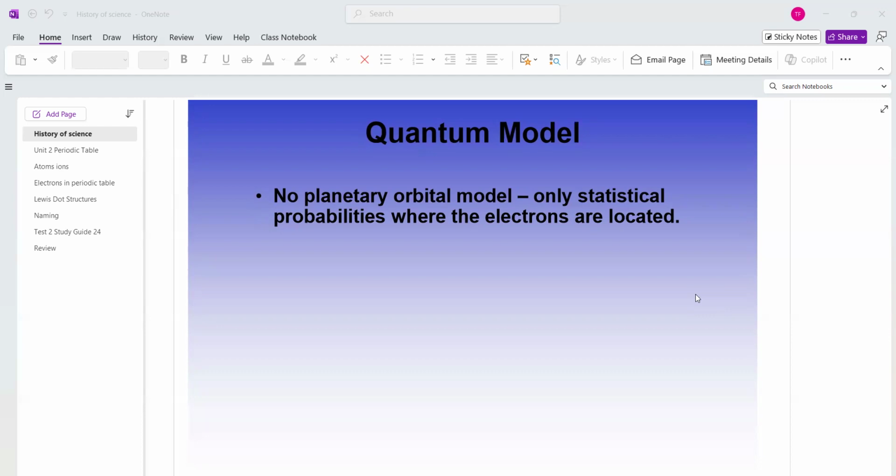So they came up with a new model. This is where Einstein comes in, called the quantum model or the quantum mechanical model. And what that is, instead of orbitals, he says, statistically, this is where we're going to go to find an electron, not how the electron got there or what the path was to get there. It's just there. Let me give you an analogy.